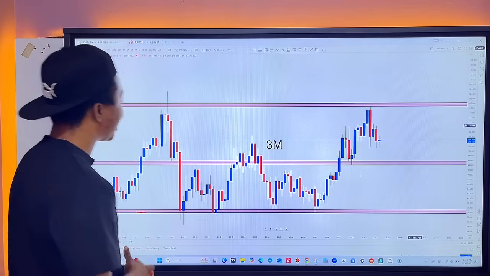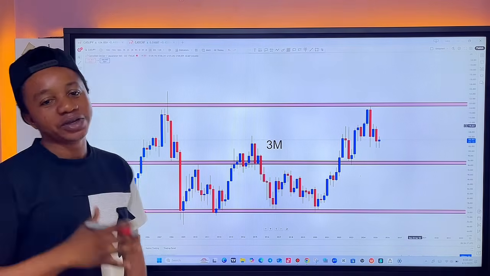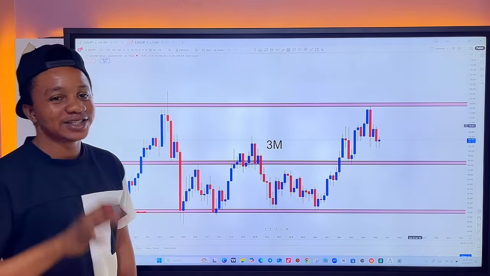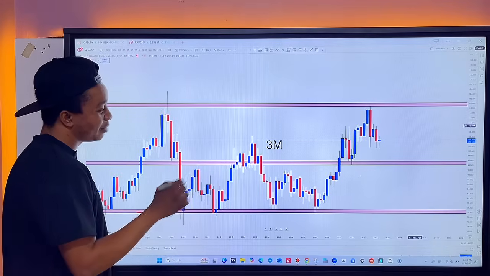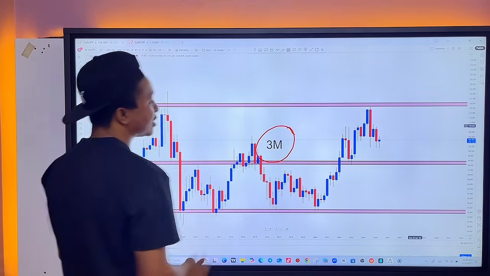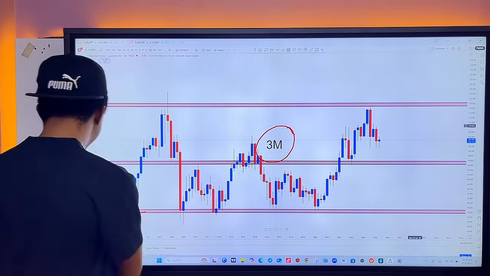We simplify the complicated. All right, so we're going to begin with our pre-market analysis, starting on CAD GPY. Let's start. Now, CAD GPY, we are beginning the analysis on a 3 months time frame. Let's start breaking it down.